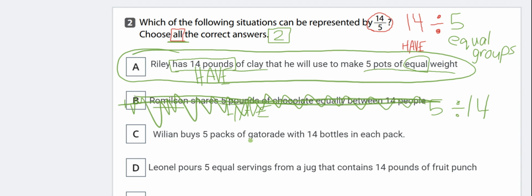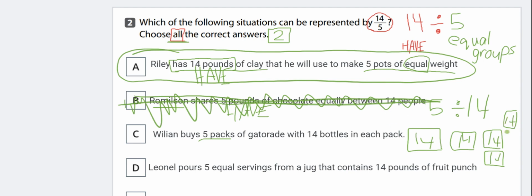William buys 5 packs of Gatorade with 14 bottles in each pack. So again, let's think. I always start with what I have. So he buys 5 packs. 1, 2, 3, 4, 5. And in every single one, there's 14 bottles in this one, 14 in this one, 14 in this one, 14 in this one, 14 in this one.